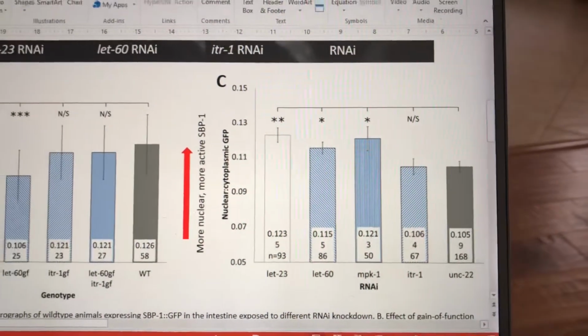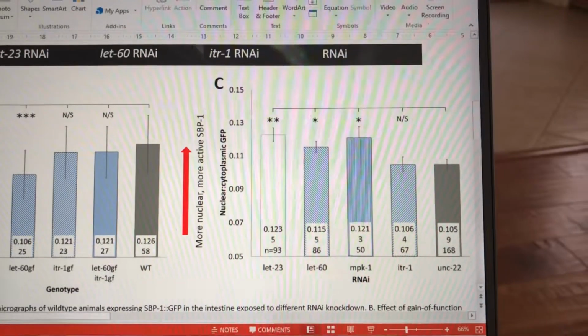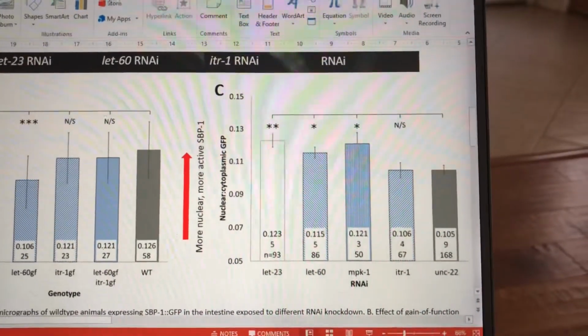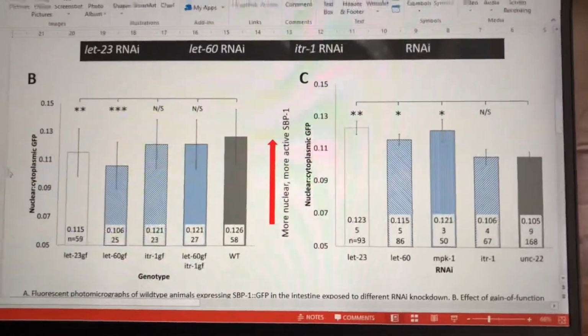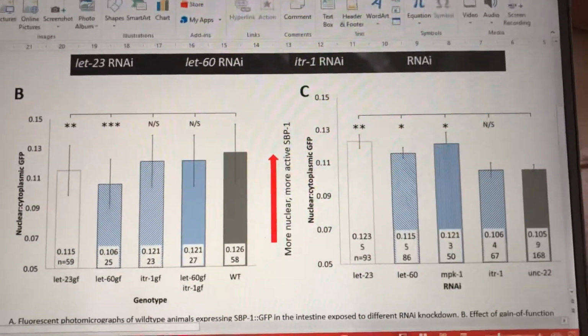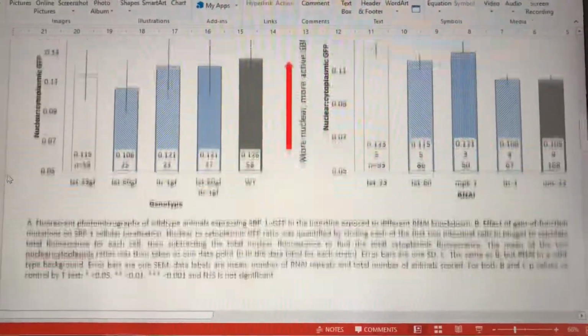Okay, we also did the same experiment but in a LET-60 gain of function background, and we were able to increase it from no RNAi, essentially, if we knock down LET-60 or MPK1. Okay, moving swiftly on. Well, wrong direction again.